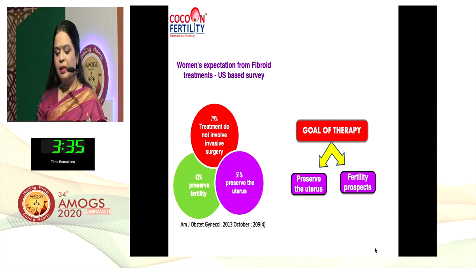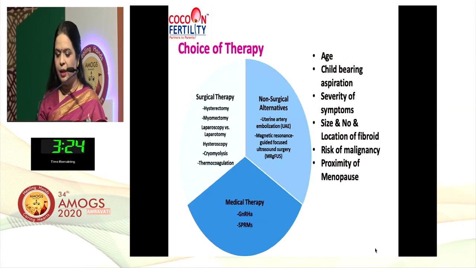There was a good American study in 2013 that basically said 2 things. They want their uterus preserved and they want their fertility prospects to be kept open. And that is what they're looking at, and that is what we need to give them. So therefore, my therapies get divided into surgical therapies, minimal access therapies, and medical therapies.